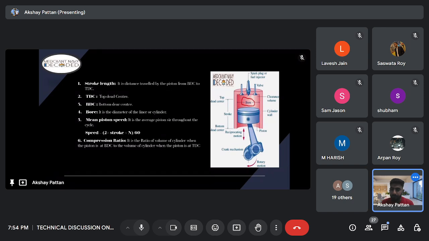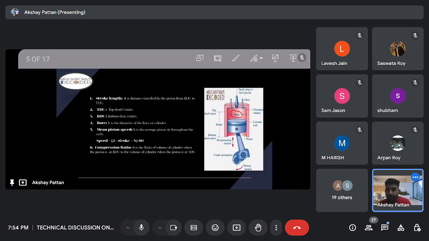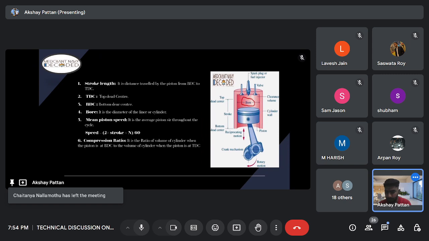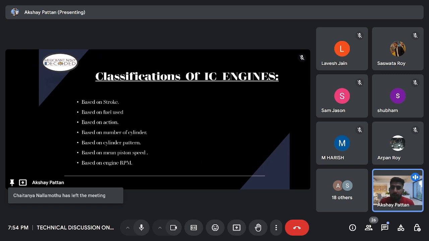Another one is based on cylinder pattern, that is V, X, Y or piston pattern. Another one is based on mean piston speed, there are classifications based on that also. And another one is based on RPM: medium speed, high speed, low speed. So these are the classifications of IC engines. We will look into those one by one.